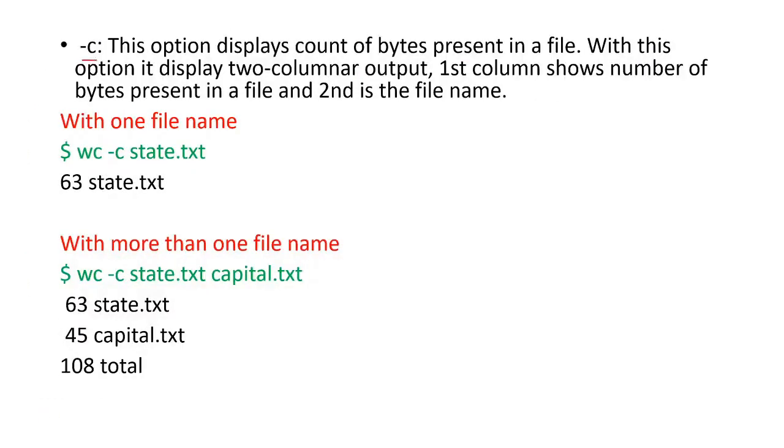Next is -c. This option displays the count of bytes present in a file. If you use -c, it will display the count of bytes. It is going to count the number of bytes of that specific file. You can also use it with more than one file name. You can see here.